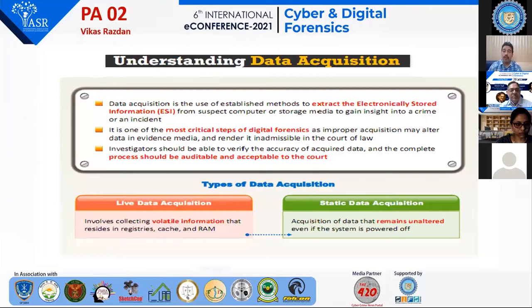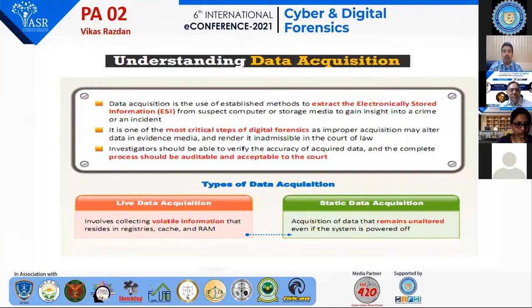Whenever we go for any raid, or go to the victim's place to take the digital evidences, data acquisition plays a very important role. How are we going to get whatever data is there? And as a cyber forensic investigator, we should have the ethics to deal with the smart devices that can help a lot in the investigation process.